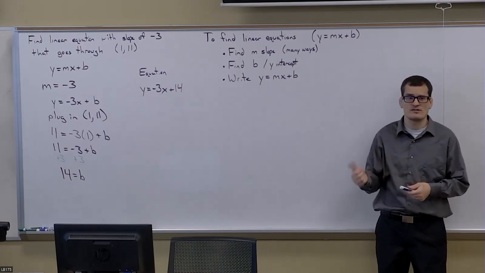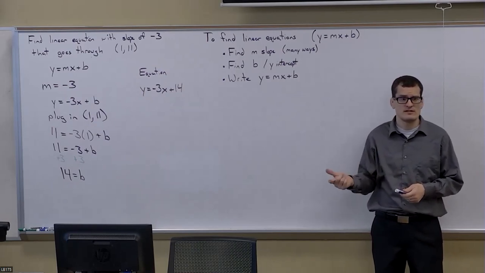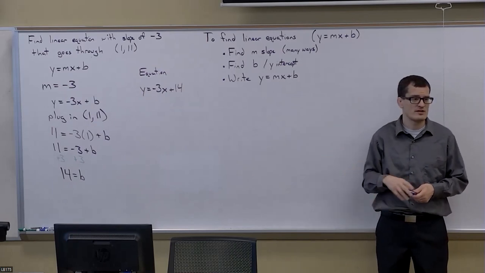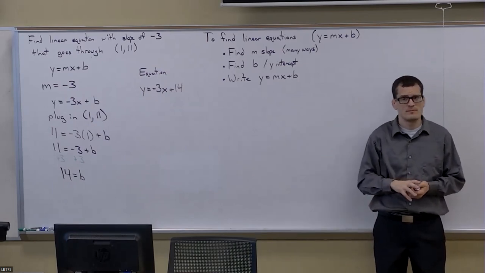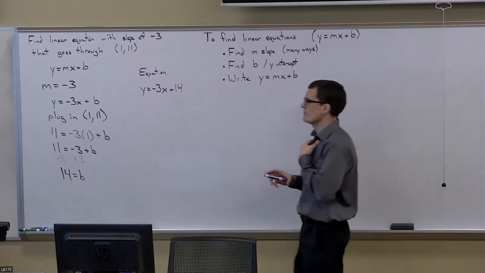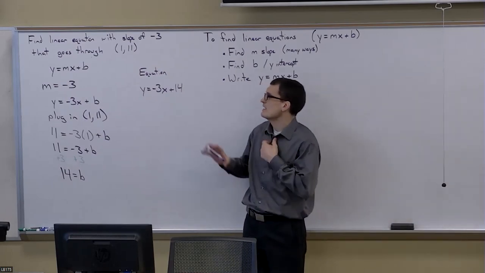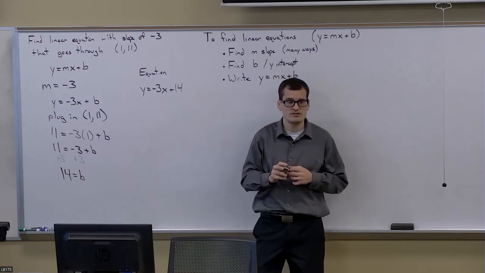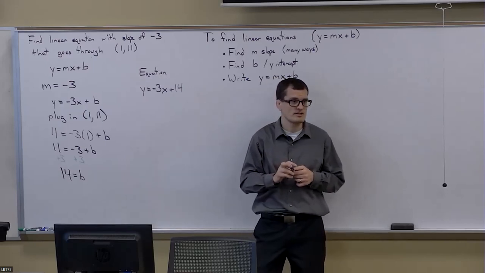So we always find the slope first. Then we use that point, plug it in. That'll give us our b. And again, plugging in that point is simply a fact of going through the point: it means the equation becomes true if you plug in that point.